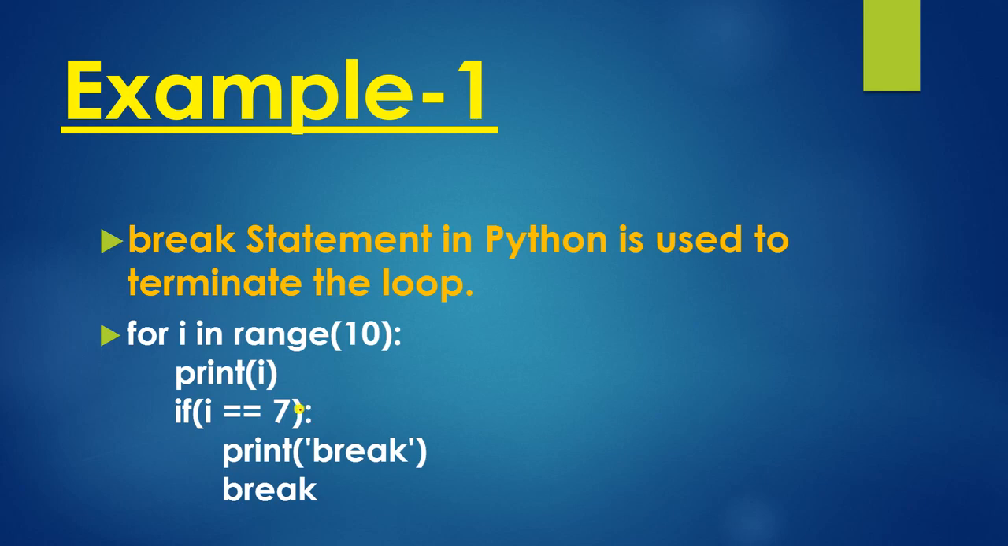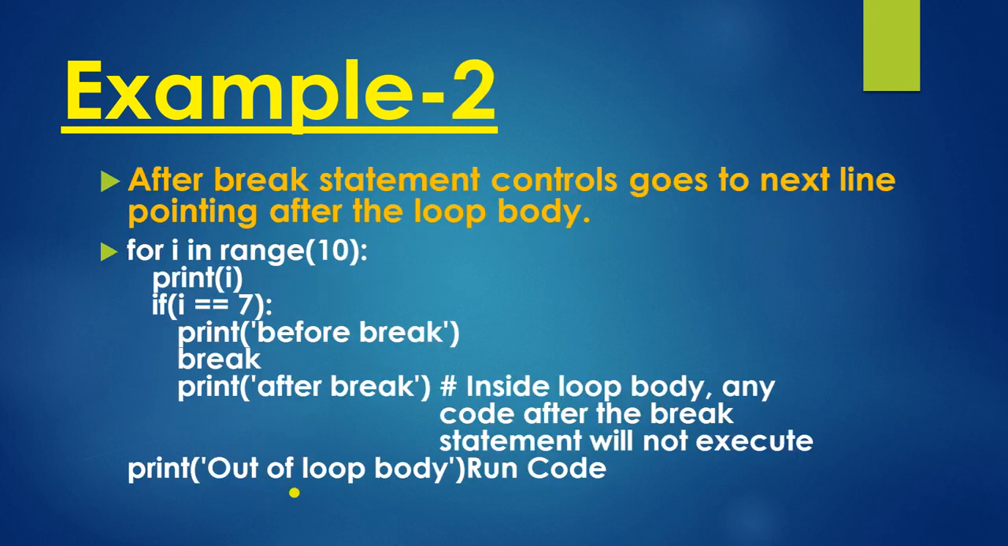If this value becomes true, it will print the break message, and the break will terminate the loop directly. Next, after the break statement, control goes to the next line after the loop body. So this for i in range will run 0 to 9. Now print i, it will print all the values.